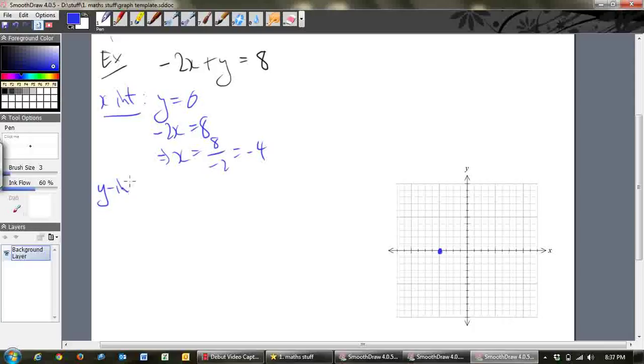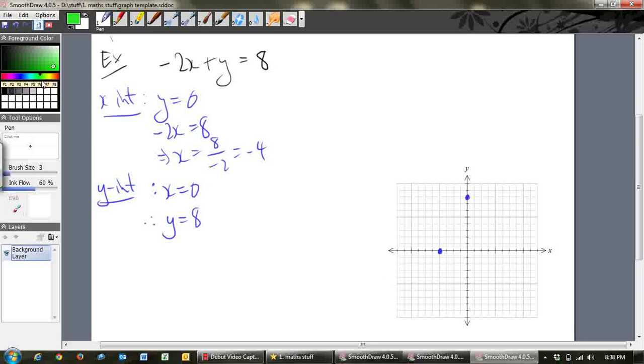Y-intercept. Y-intercept happens when x is equal to 0. When x equals 0, that bit there is going to cancel out, and so that just disappears. All you're going to be left with is y equals 8. That easy. Y equals 8. Let's go. 1, 2, 3, 4, 5, 6, 7, 8. There's your second point there.